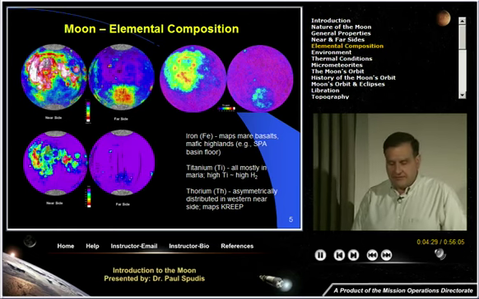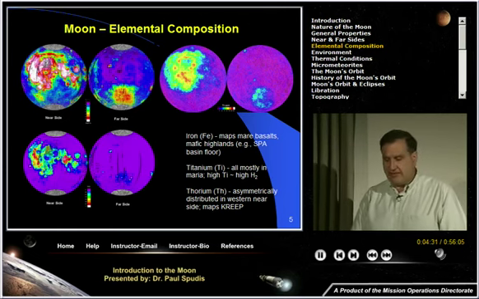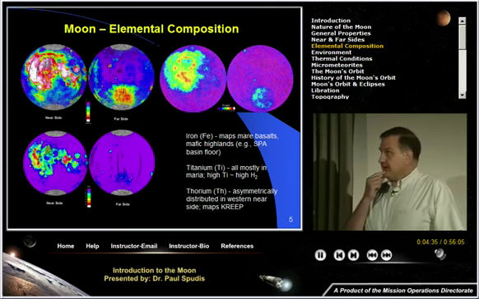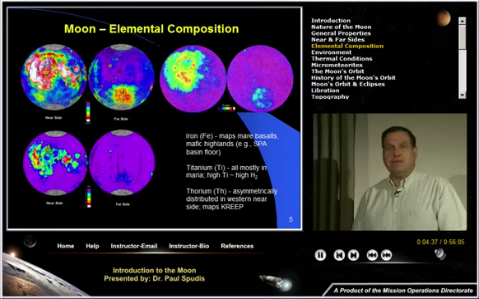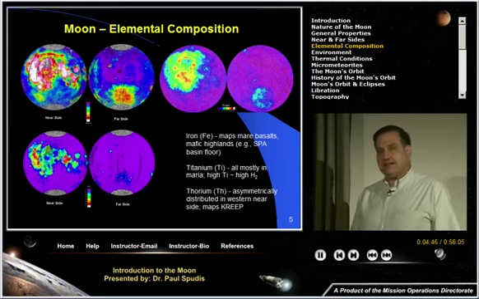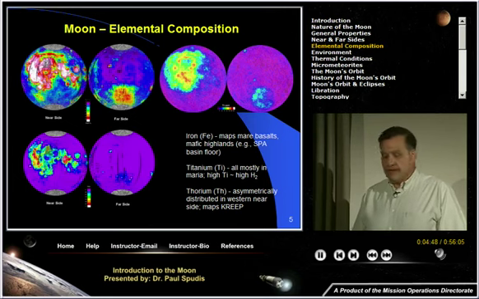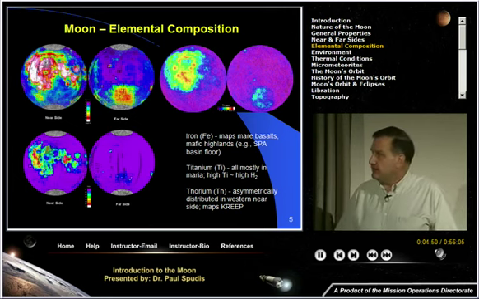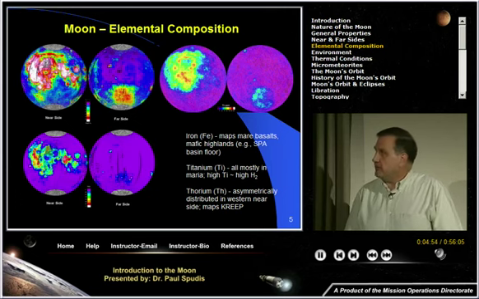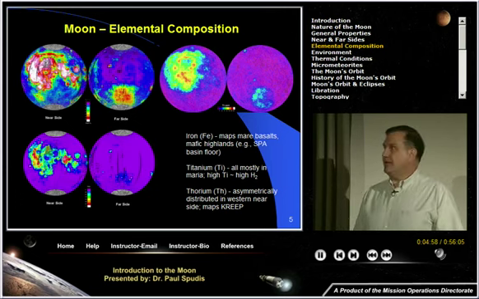Iron is in the top left, titanium is in the bottom left, and thorium is on the right side. Now, iron and titanium basically correlate with the Maria. The Maria are iron-rich basaltic flood lavas, and they're both rich in iron. Some Maria are very high in titanium, some are very low in titanium, and so what you'll see in the titanium map is parts of the Maria have very high titanium, other parts don't. Iron is high in all the Maria lavas and very low in the highlands.